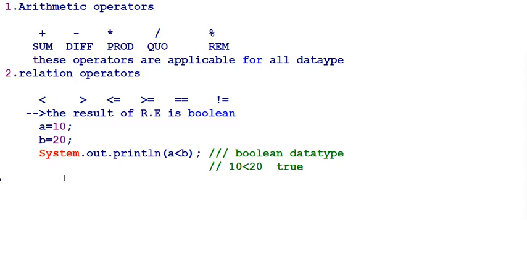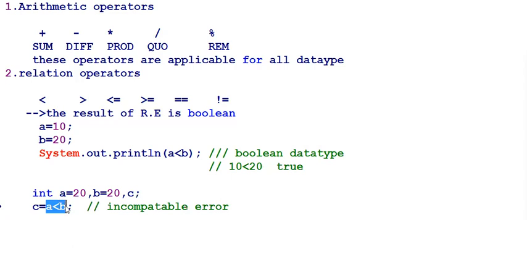Now, the important point is when you assign. Here I am taking A is 20 and B is 10, followed by C. When you write the expression C equals A less than B, it produces an incompatible error. What does it mean? The expression returns a Boolean value, but C is an integer. The Boolean value cannot go into an integer.